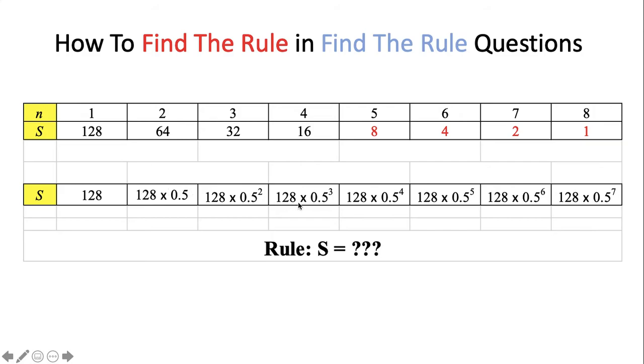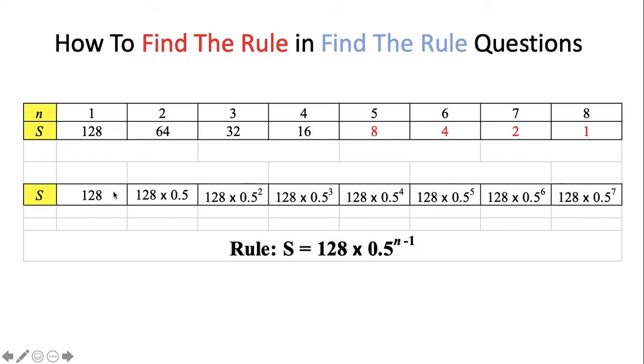So once you write them all like this, they all kind of look the same. They're all 128 times 0.5 to the power of something, except that something is always 1 less than the n number. So the rule is that S, in this case I've called it, equals 128 times 0.5 to the power of n minus 1, 1 less than n.